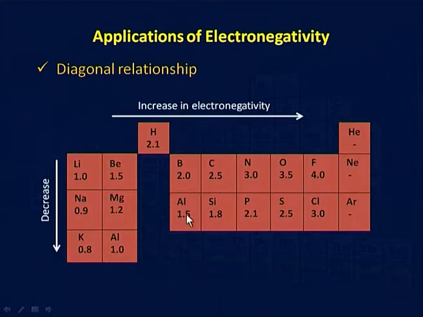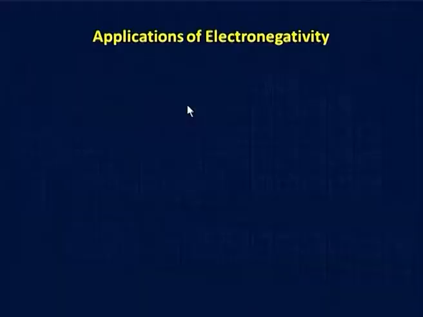In the case of the next element, beryllium, we find its value is 1.5 and that of aluminum is also 1.5. Since their values are identical, this shows that the sizes of their atoms are almost the same, and due to this they have almost the same properties, the same ionization energy value, and the same electron affinity value. Therefore, they show a relationship, which is known as diagonal relationship, and it depends directly on the property of electronegativity, which has almost identical values.